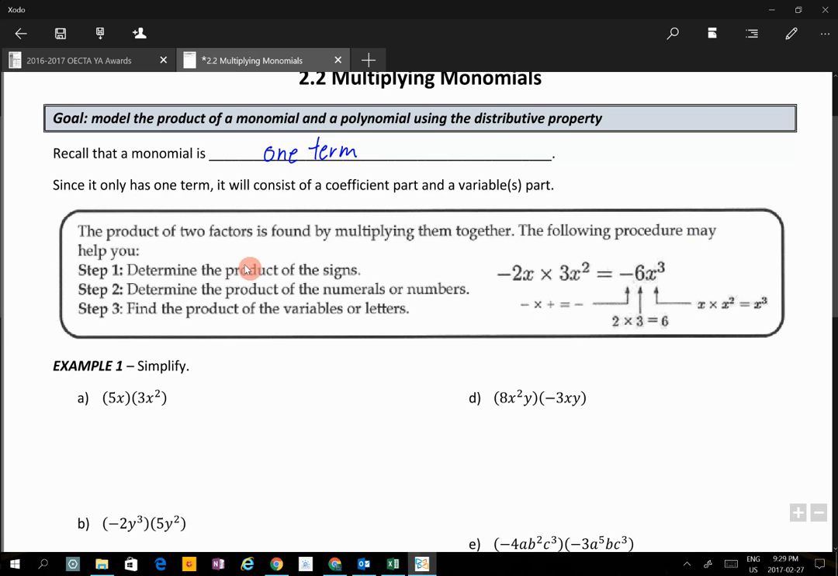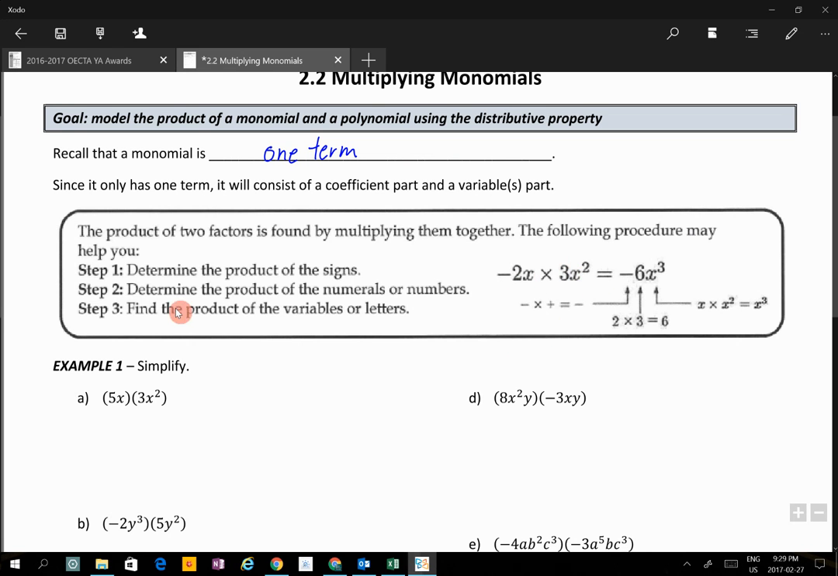So step one, determine the product of the signs. So if I have a negative times a positive term here, I'm going to have a negative term. Okay. Step two, determine the product of the numerals or numbers. So 2 is my coefficient for x. 3 is the coefficient for this term here. So 2 times 3 is 6.